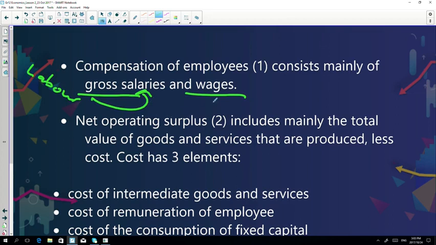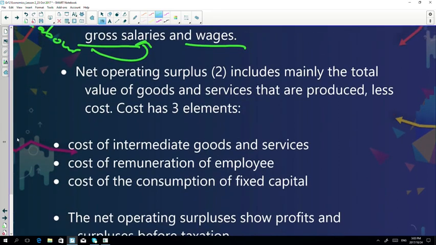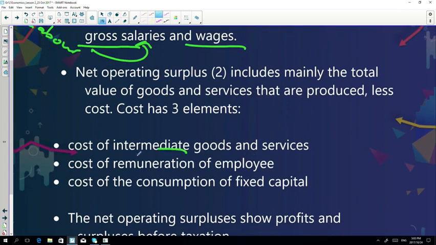And then the net operating surplus includes mainly the total value of goods and services that are produced, less cost, and cost has three elements. Let's have a look: cost of the intermediate goods and services, cost of remuneration of employees, and the cost of consumption of fixed capital. Don't forget to be aware of these three elements because they are also very important when we look at the costing.